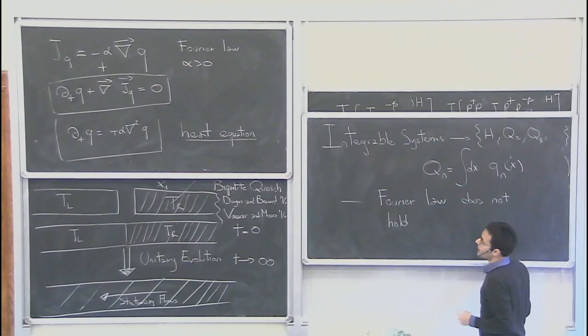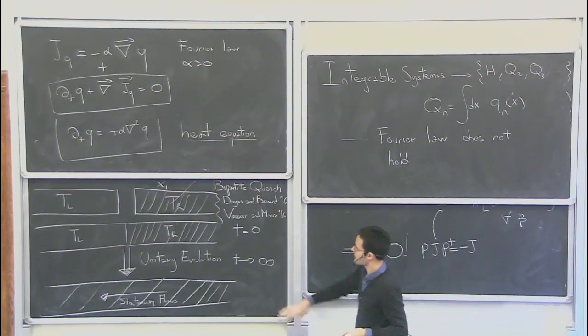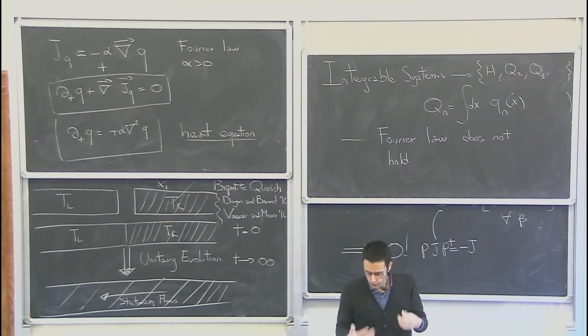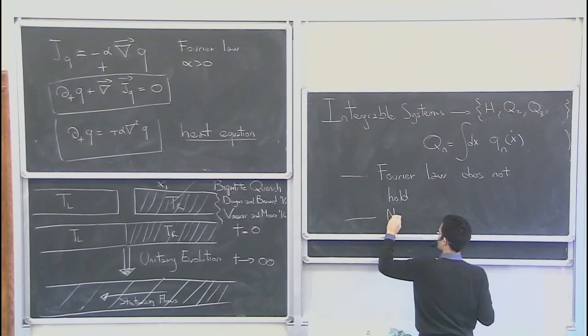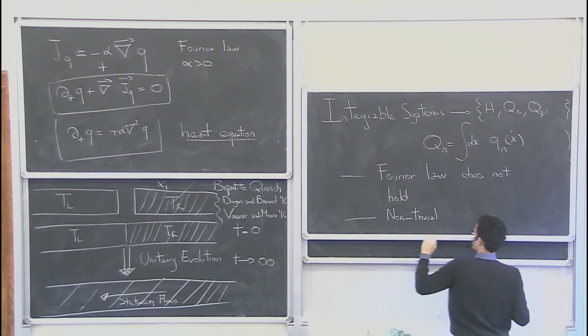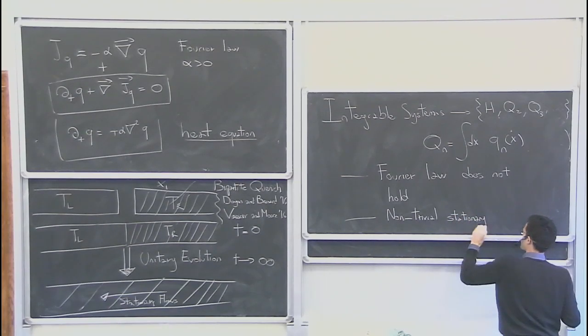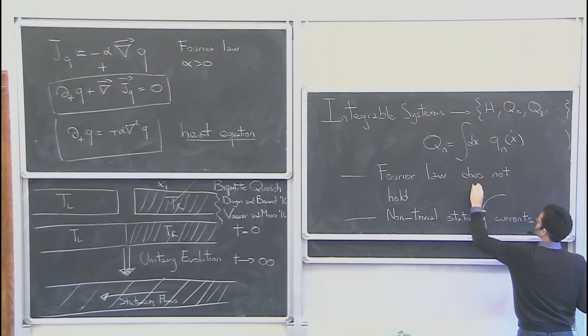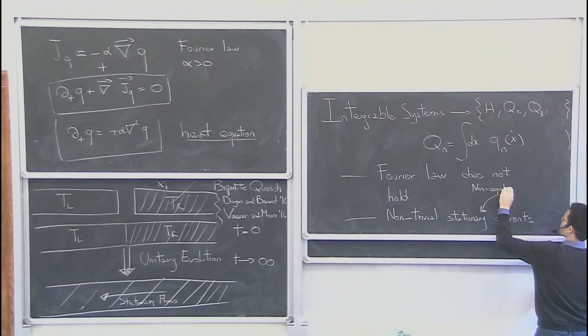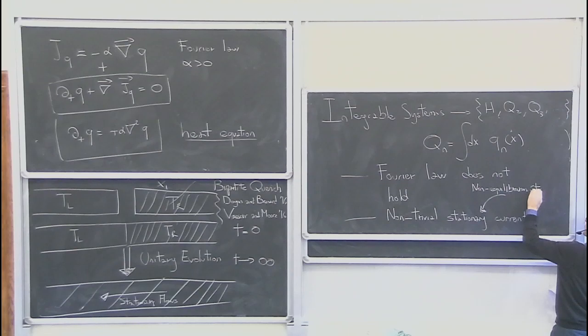Okay? But then these form a very interesting class of systems to study after this bipartite quench protocol, because they will generate actually some non-trivial stationary currents. In these systems, there will be the possibility to observe non-equilibrium steady states, normally also called by the acronym NESS. Okay?